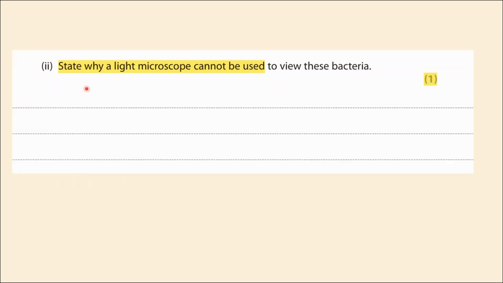And the question is, state why a light microscope cannot be used. So here they ask you to state. So it would be enough if you give the reason only, therefore you don't need to give any explanation. And definitely you can't reach that much higher magnification using a light microscope. So therefore you have to use an electron microscope.